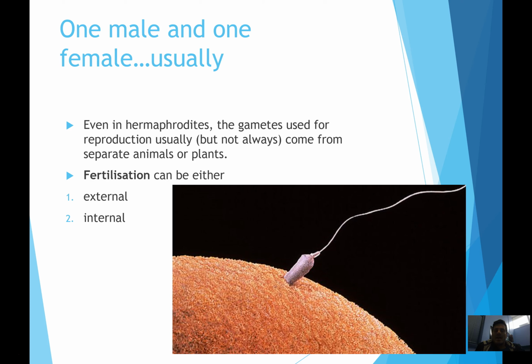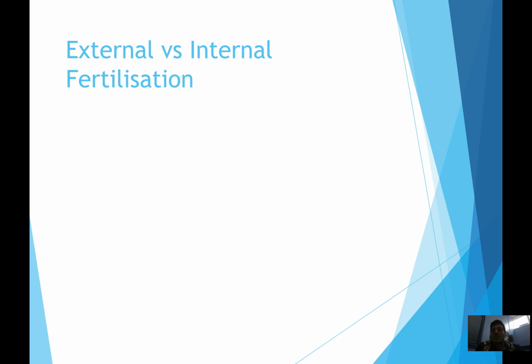All right, so usually we do have one male and one female. So even in hermaphrodites, the gamete used for reproduction usually, but not always, comes from different animals or plants, okay? And this process, the coming together of the male and female gametes, is called fertilization, like we said. And fertilization can either be external or internal, all right?